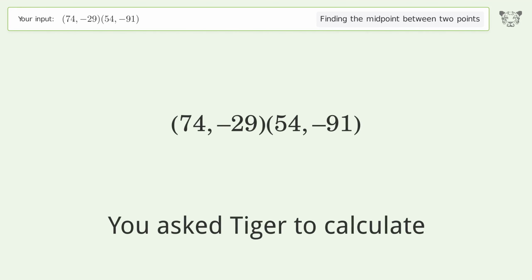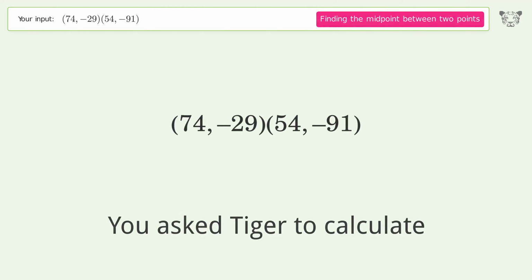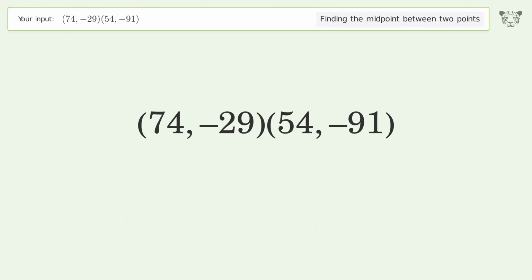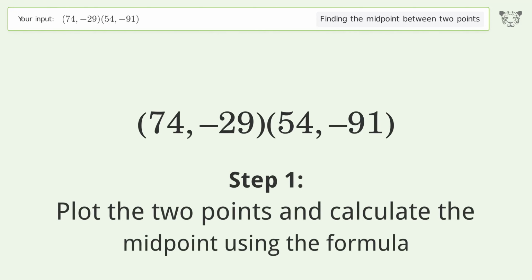You ask Tiger to calculate. This deals with finding the midpoint between 2 points. The midpoint between the 2 points is 64, negative 60. Let's solve it step by step. Plot the 2 points and calculate the midpoint using the formula.